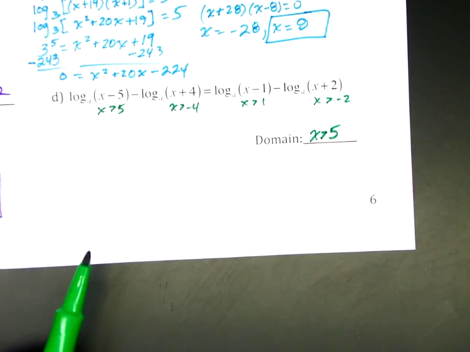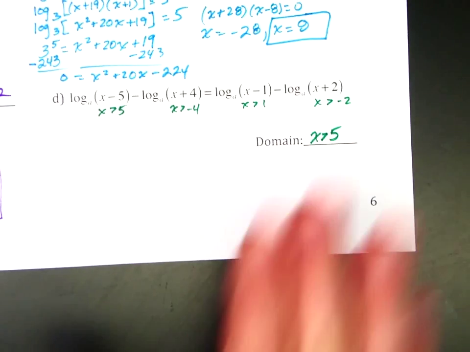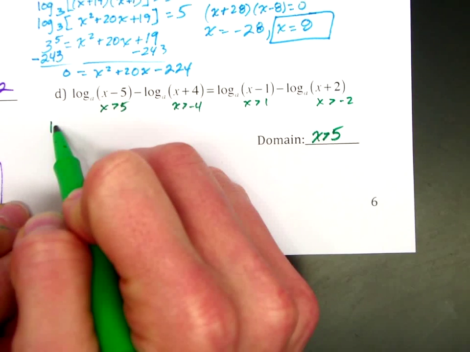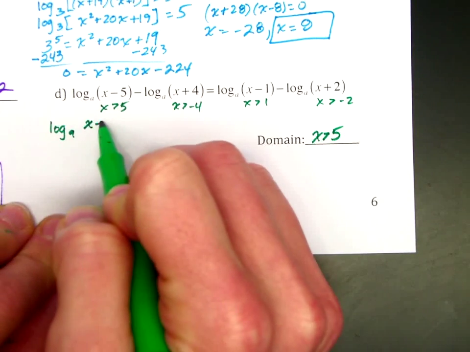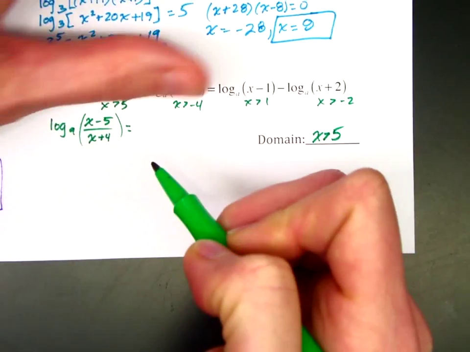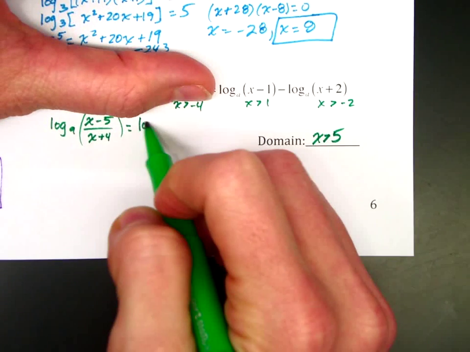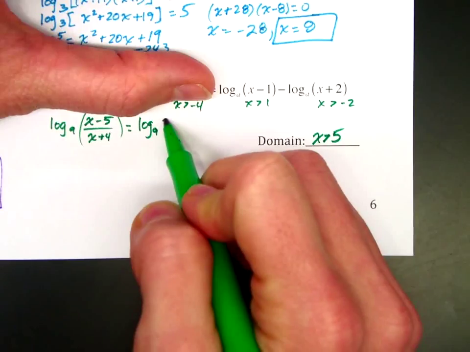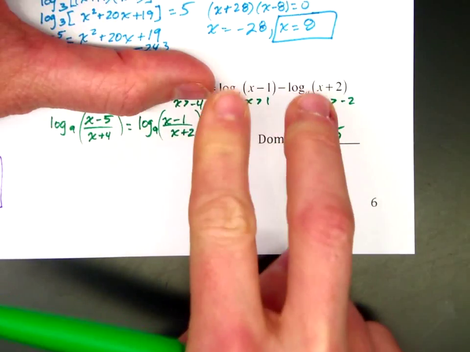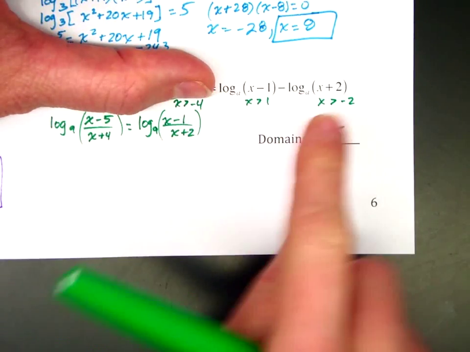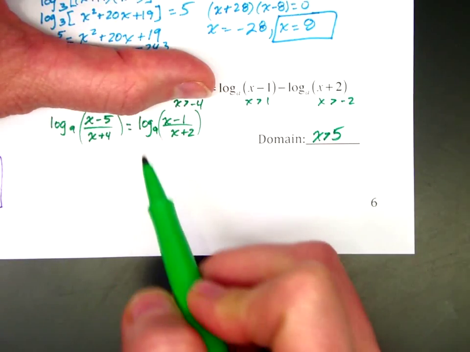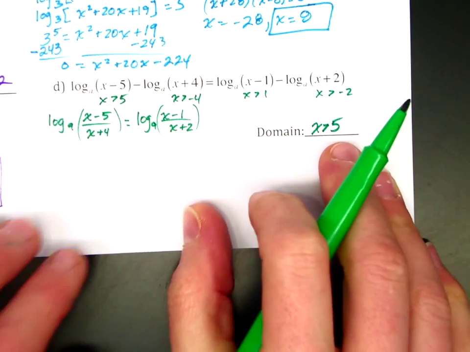Everybody good? All right, so we have all those. What can we do on the left-hand side? Divide. So we have 1 log base A of x minus 5 over x plus 4. And on the right-hand side, what can we do? Divide again. So we have log base A of x minus 1 over x plus 2. Again, notice we have 2 logs. The moment you take a difference of logs and you do a quotient, you now only have 1 log. Be careful because some people are still putting log over log. It's just 1 log.